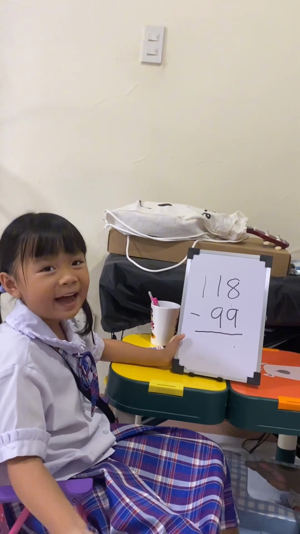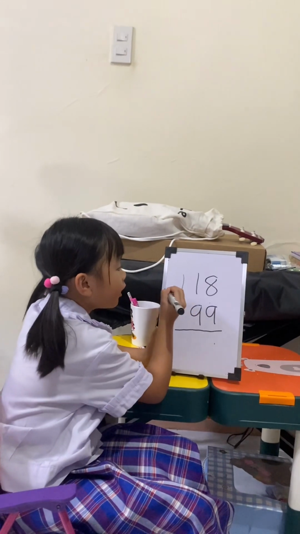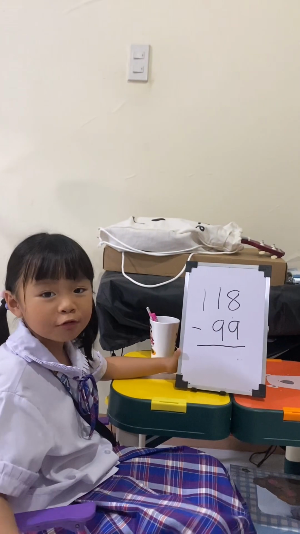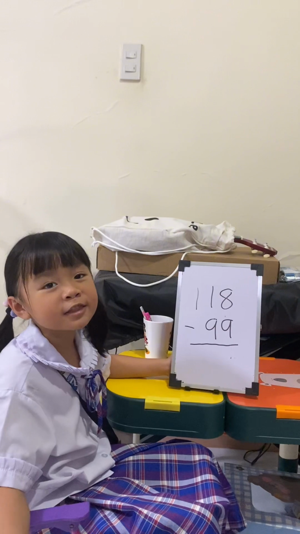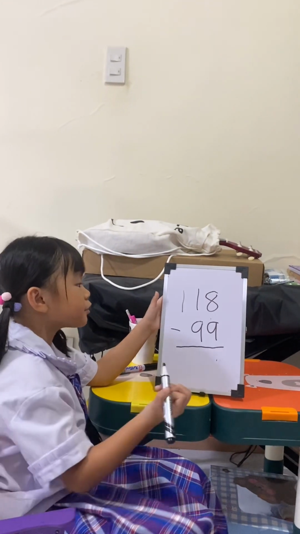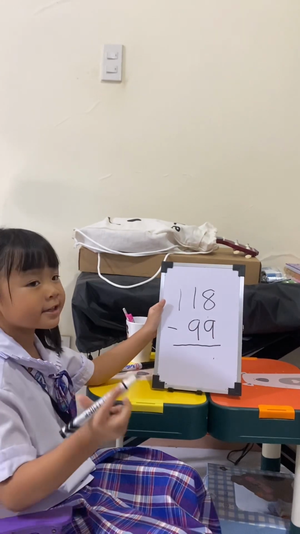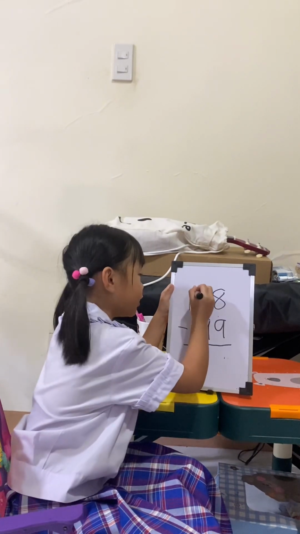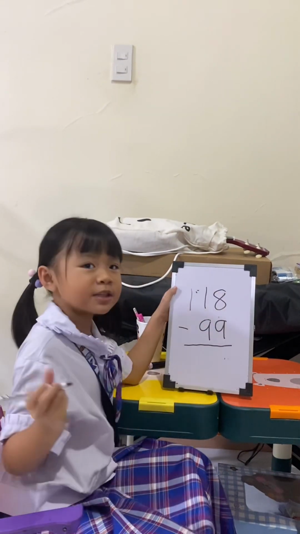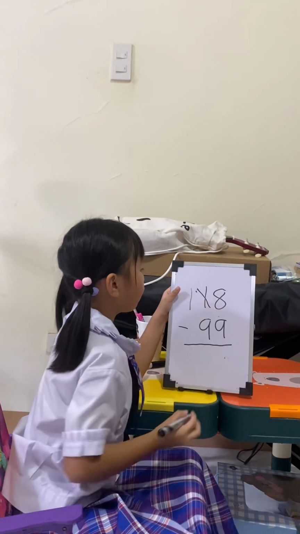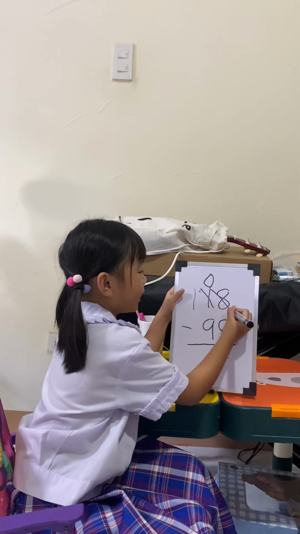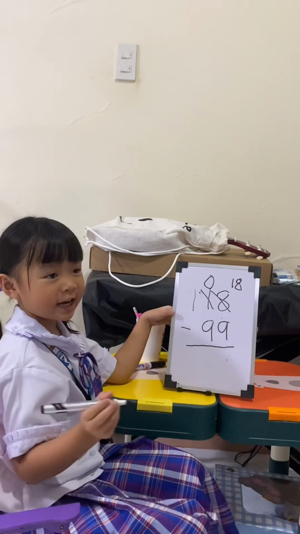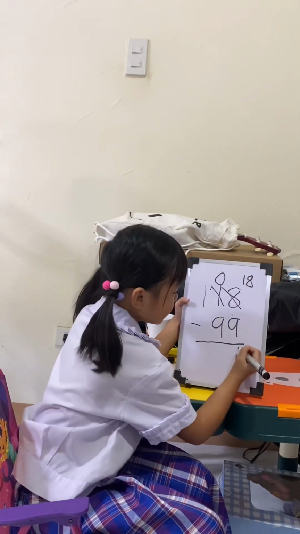Now, let's take it a bit higher. So we have 118 minus 99. So always remember, we need to subtract the numbers from the ones position first. So we have 8 minus 9. Since 8 is smaller than 9, we need to borrow 1 from 1, so from the tens position. So 1 will become 0 and 8 will become 18. So 18 minus 9 is 9.